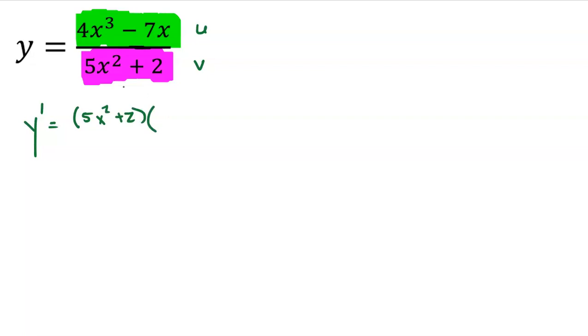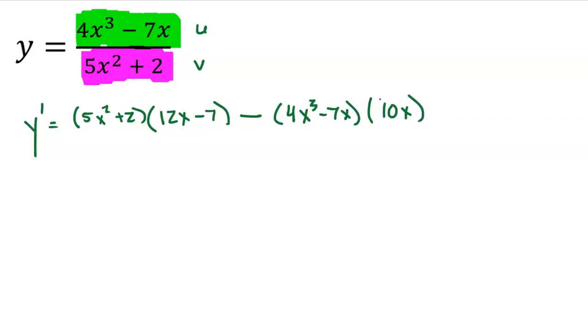Now I'm going to multiply by the derivative of u, which is going to be 12x minus 7. I use multiple rules there. I use the constant multiplier rule, the power rule, the difference rule. So hopefully you understand all my work there. Minus, okay, here I go. Now I'm going to start off with u, left completely alone, 4x cubed minus 7x. And I'm going to multiply by the derivative of v, which is 10x. Again, power rule, 2 falls down in front, 2 times 5 is 10 times x. And then the derivative of 2 is 0, so just 10x.